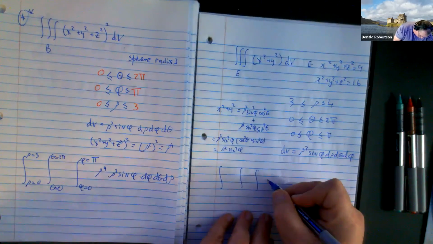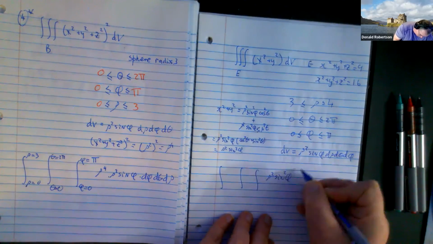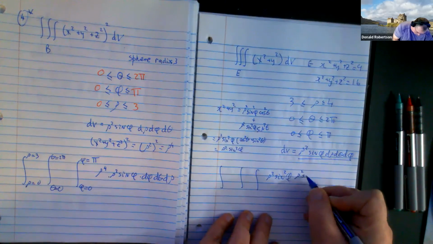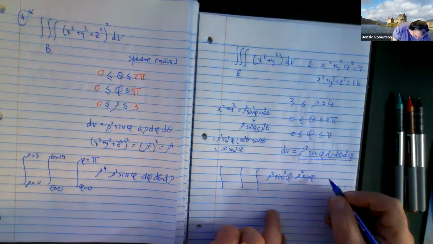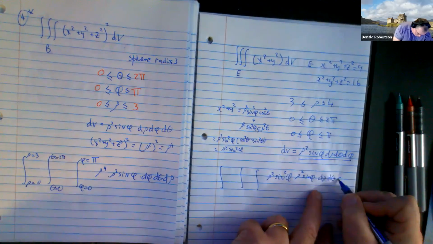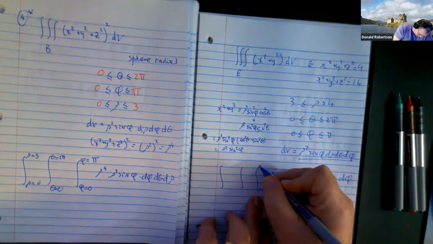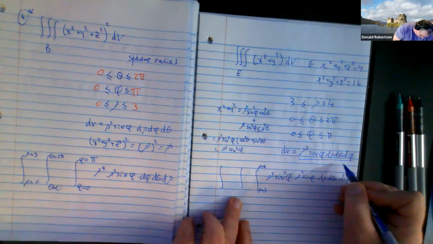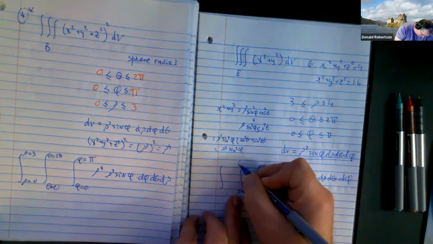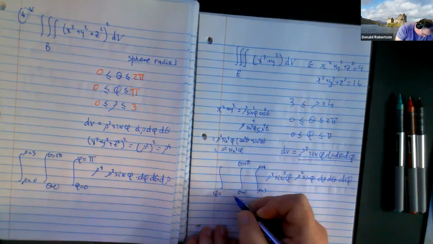So it's going to be rho squared sine squared phi, all of this, times some more rho squareds, sine of phi's. I'm doing d rho, d theta, d phi this time. The rho is going to go from 3 to 4. Theta is going to go from 0 to 2 pi. And phi is going to go from 0 to pi.